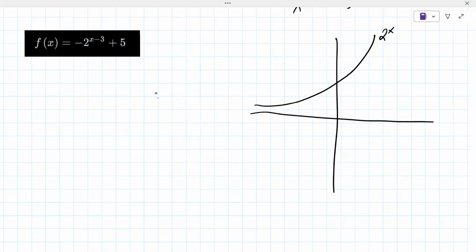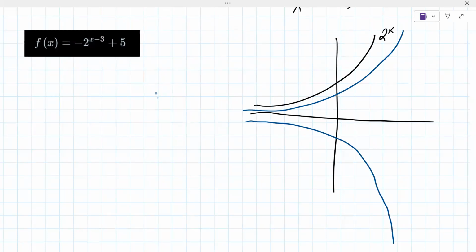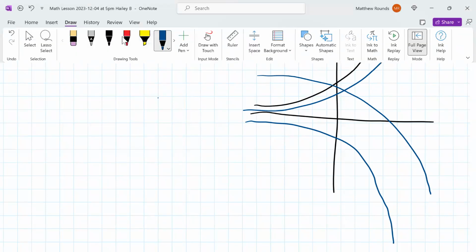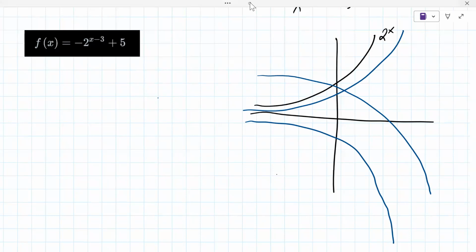So the minus 3 moves it left 3. Sorry, right 3. Then the negative flips it over the axis, and then the plus 5 moves it up 5. So your net result here is that, maybe I'll just highlight it. The net result is this graph right here. That's kind of your graph.